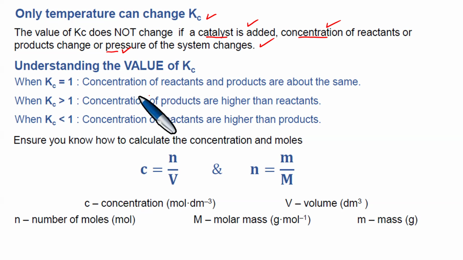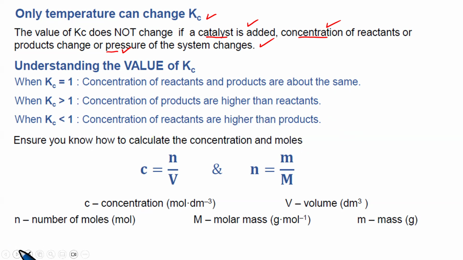So we are saying concentration of reactants and products are about the same. So they can be about the same even if we are dealing with gases, or aqueous substances, or substances in the aqueous state. Right, so when is the Kc bigger than 1? The concentration of products are higher than reactants.